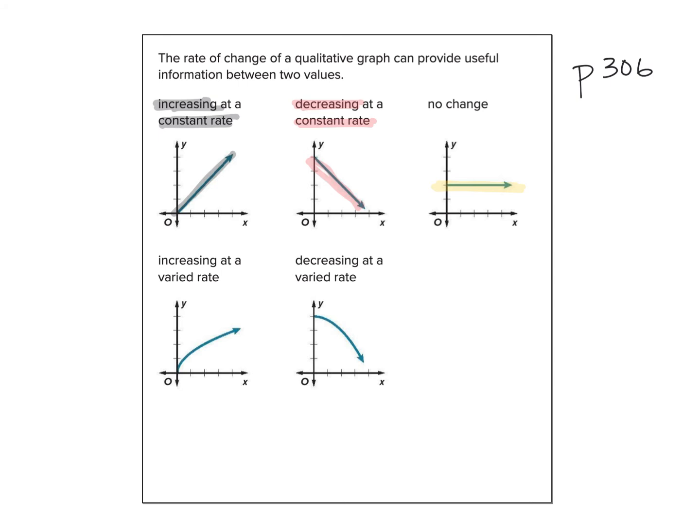If you see this one down here, it's obviously increasing still, and if it's not a straight line, it's increasing at a varied rate. And that means the rate could be changing. Maybe it starts slowly and then it starts increasing more, but that's called a varied rate. And then the same thing here, this one's decreasing at a varied rate. It's not the same rate. If it was the same rate the whole time, it would be a straight line. So constant rate is straight. If it's varied, it will not be straight.